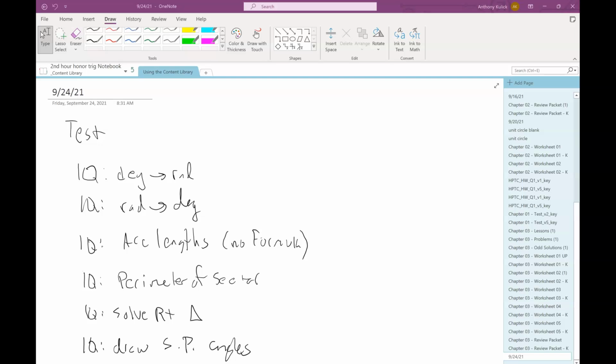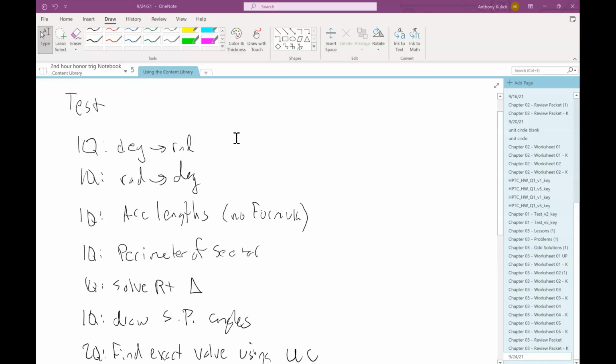To expect for the test. So as already mentioned, the test is not today, obviously. It's scheduled for Tuesday of next week. So the test format I'm going to talk about right now. Everything I'm mentioning is in the content library, so you don't really need to write this down if you don't want to, but you're welcome to do that if you want.